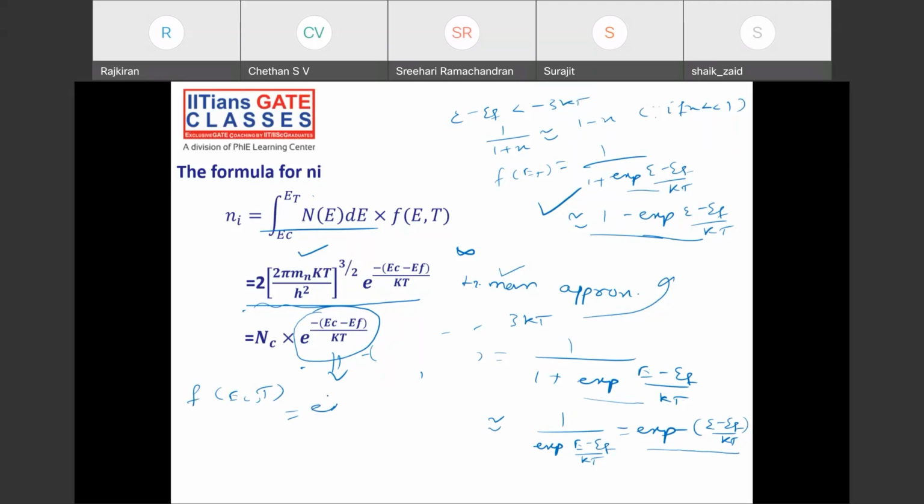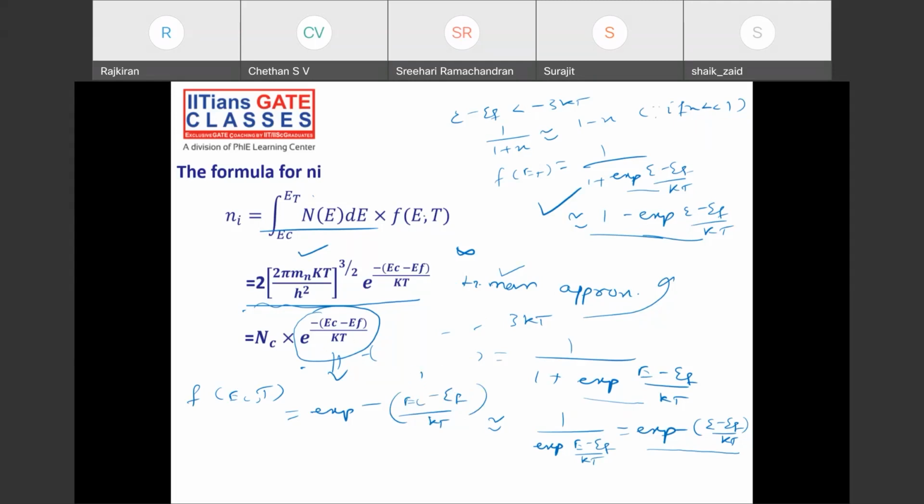Exponential of minus (E minus EF). What is E? E here is EC. So it is (EC minus EF) by kT. EC is the bottom of the conduction band, right? EC, okay.